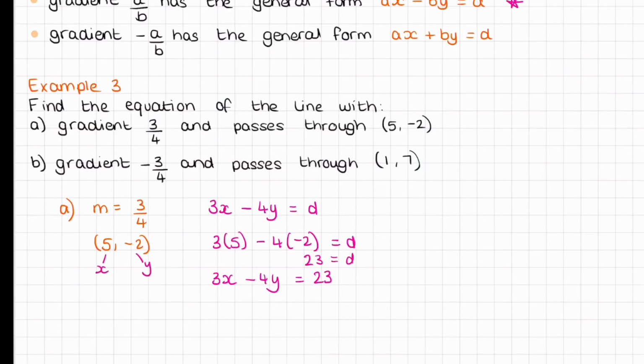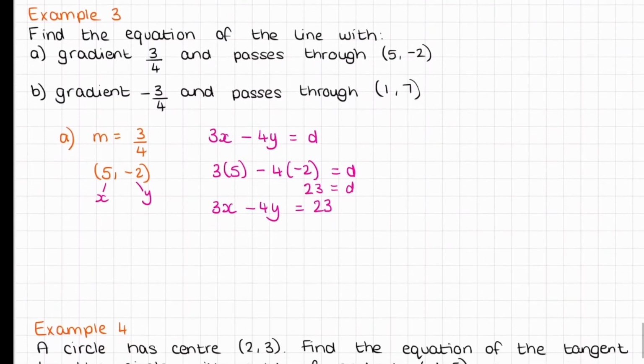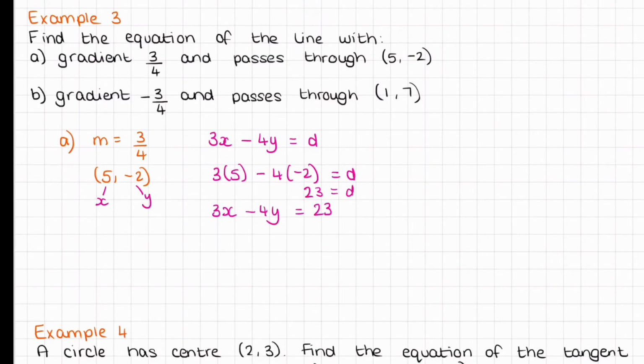Then if you wanted to write it in the form where it equals 0, you can just take the 23 to the other side to make it equal 0. And now if we look at b, where we have a negative gradient here. So for b, our gradient equals negative 3/4, and the point it's going through is (1, 7). So we can put it straight into the formula.